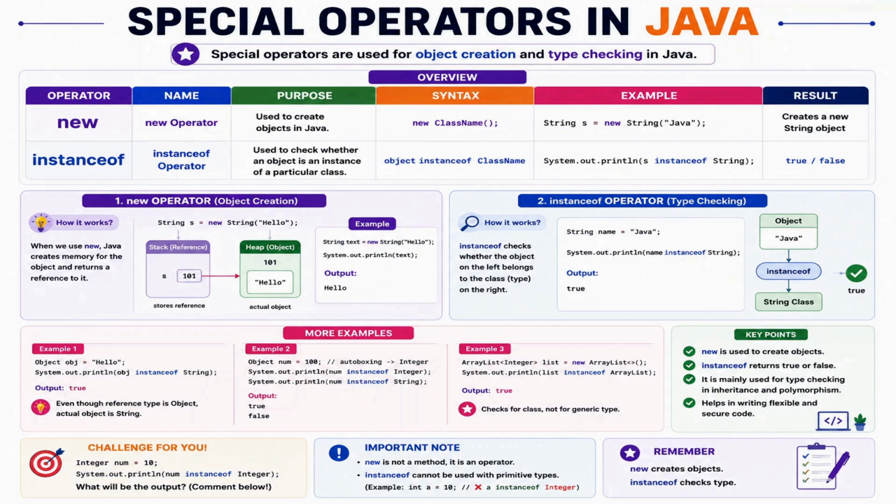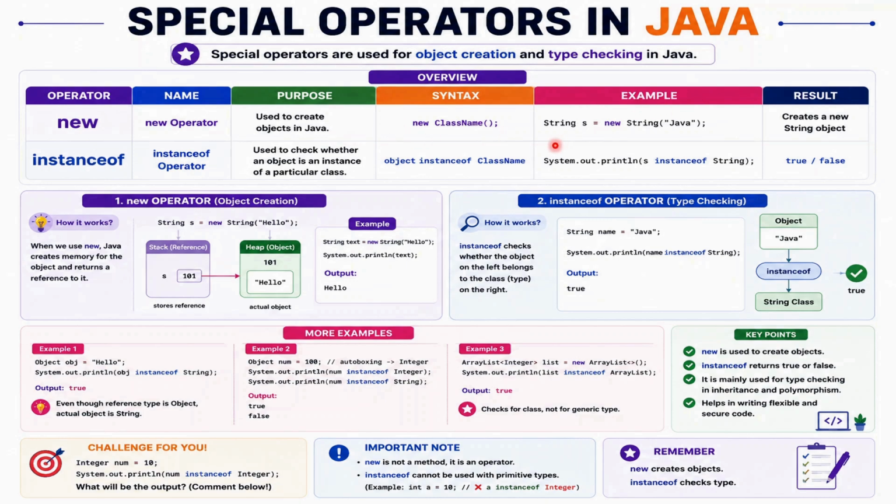In Java, some operators are used for object creation and type checking. These are commonly called special operators. So what are special operators? Special operators are used for object creation and type checking in Java. We have the new operator. Its purpose is to create new objects in Java, and the syntax is new followed by the class name.